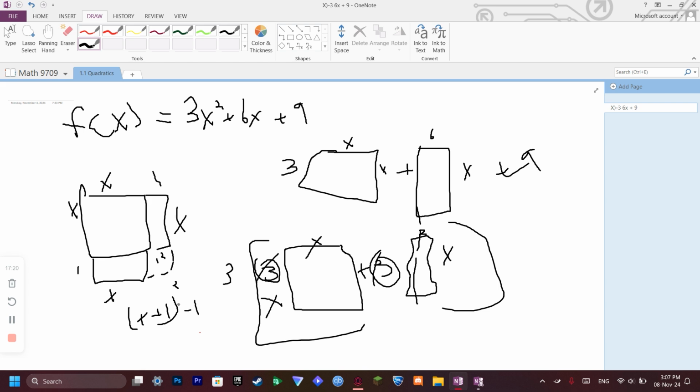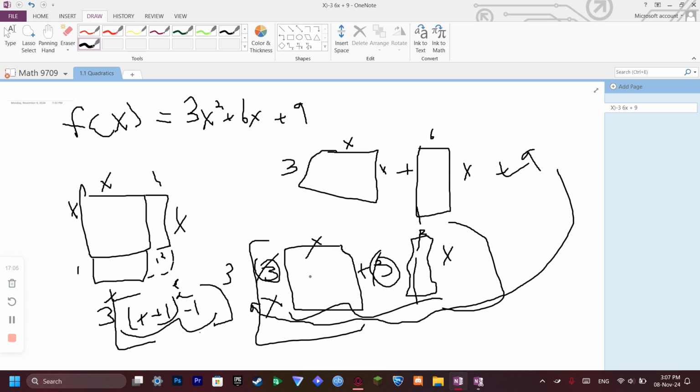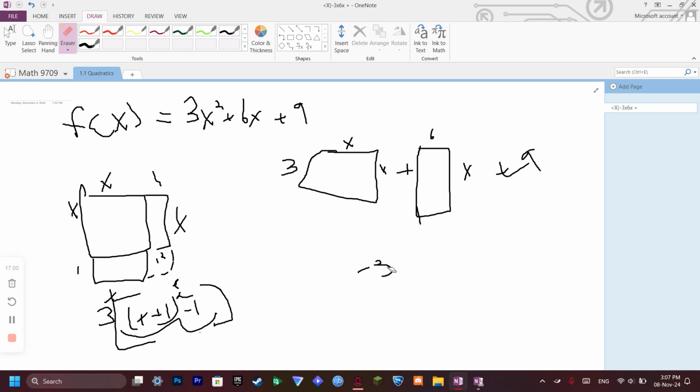Yeah, so this is for 1 out of the 3. What we did here is this. So we need to multiply it by 3, and then finally don't forget to add the 9. So plus 9. So what you're gonna end up with is x plus 1 squared plus 6, and then this 3. Sorry.